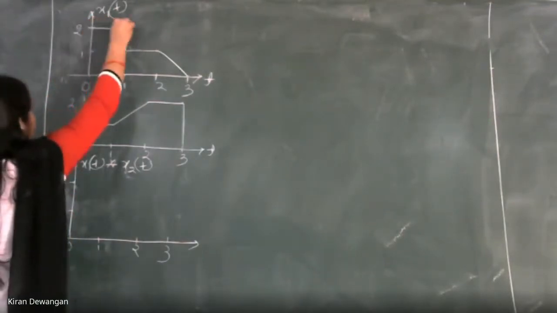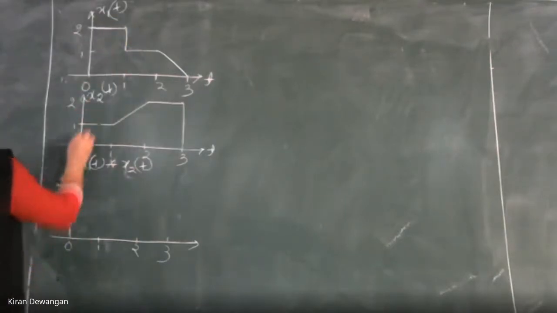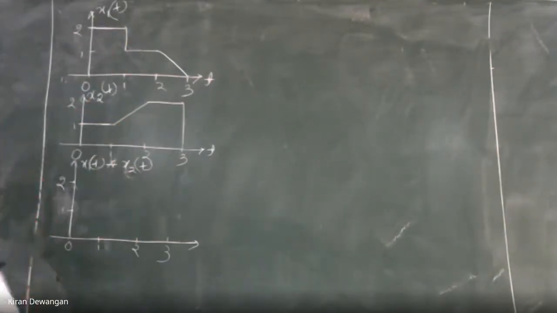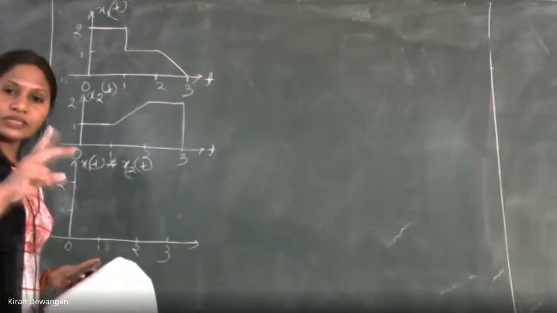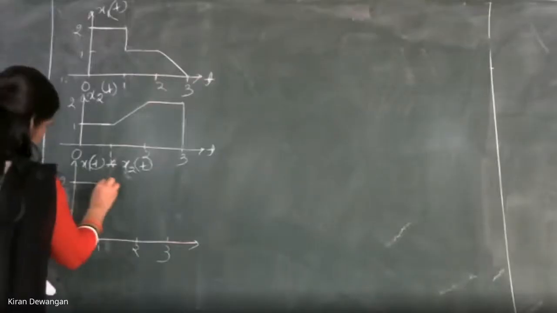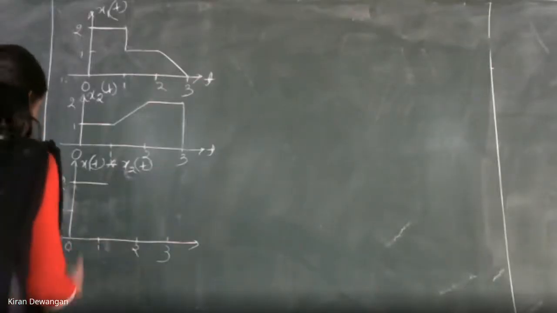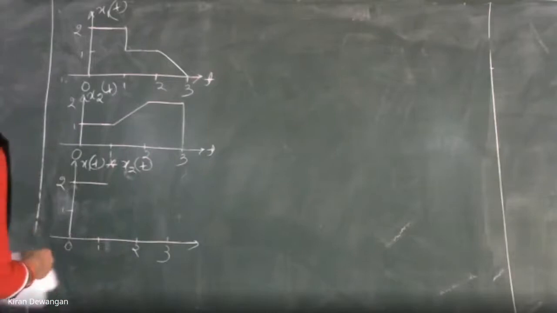The value is 2 between 0 to 1, and here it is 1. 2 into 1, what is 2 into 1? It will be just 2, right? 2. 0 to 1, it will be 2. Constantly, it will be 2.